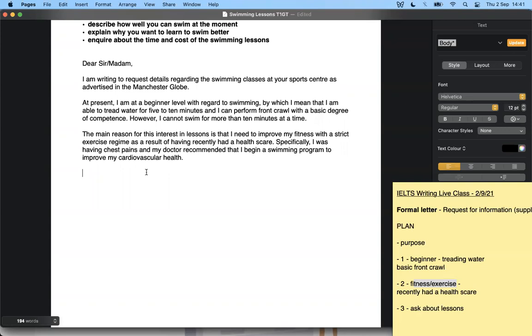Basically, I don't want to use a cohesive device here. It doesn't really feel like a time to use a cohesive device. I want to jump straight into asking about the cost and swimming. It's not really a conclusion either. Again, to conclude would be for an essay, not for a letter, because this is not a conclusion.